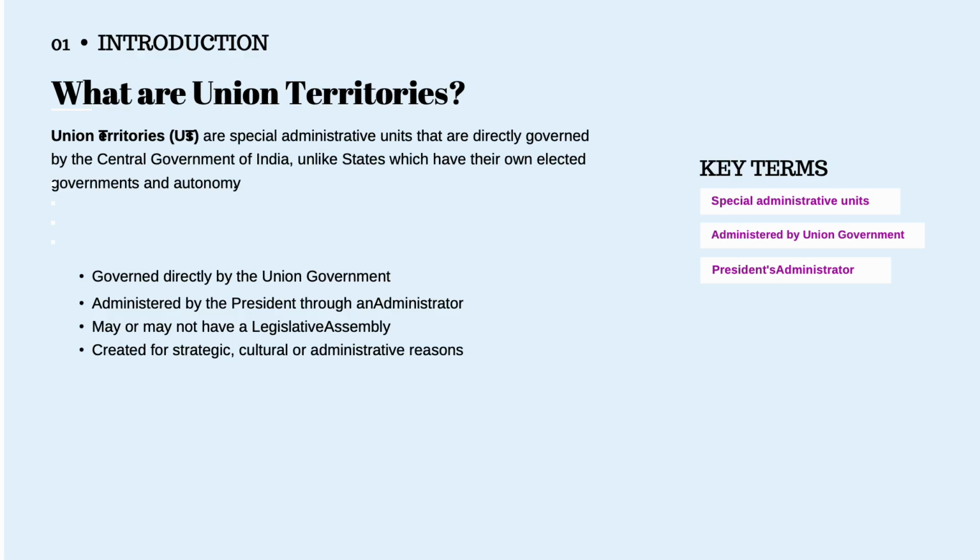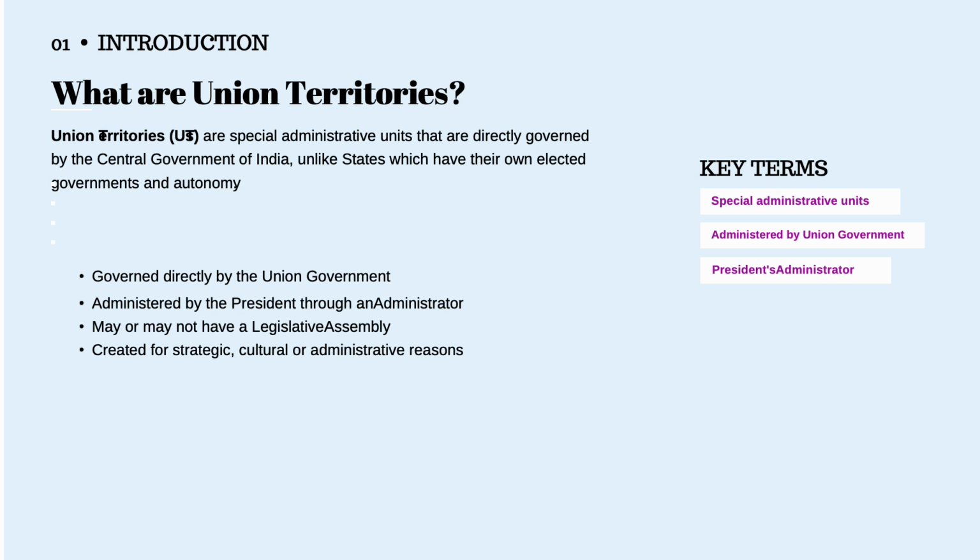What are Union Territories? Union Territories are special administrative units that are directly governed by the central government of India, unlike states which have their own elected governments and autonomy. These are special administrative units that are directly controlled by the central government. Every union territory, I repeat, every union territory is controlled by the central government. We have certain union territories that have a legislative assembly, but still they answer to the president, okay?